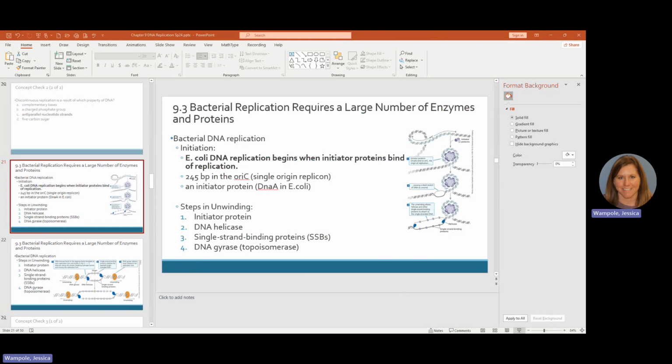Most of these are enzymes, right? The only ones that are not technically enzymes are the initiator protein and the single-stranded binding protein. All the other ones are technically enzymes. Because the single-stranded binding proteins are not catalyzing any reaction. They're just sort of there blocking it going back together. And then the initiator protein is really just forcing that negative twist. It's not really doing any reactions.